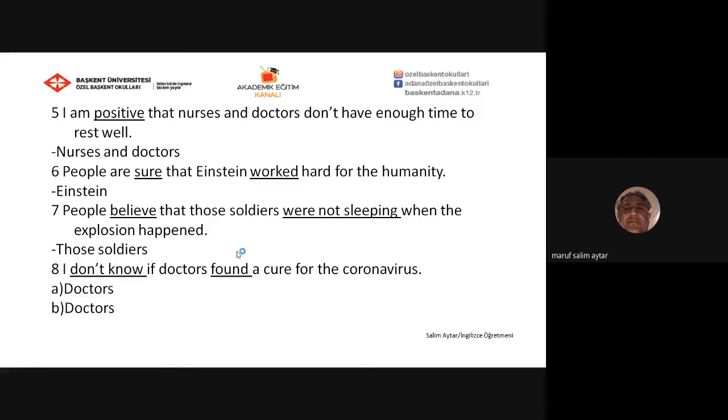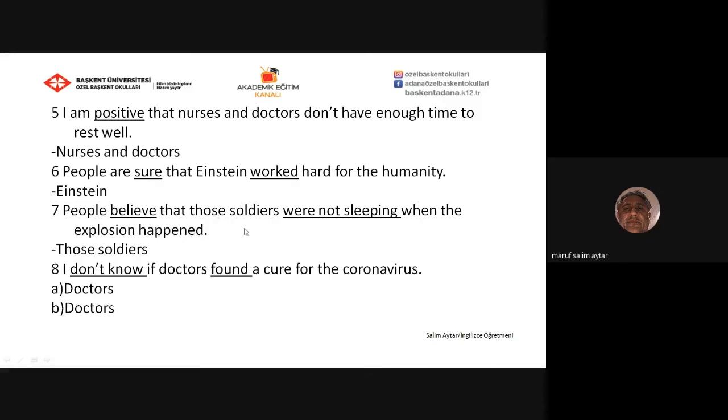Number 5 says, I'm positive. When you say I'm positive, you need to make a strong deduction that nurses and doctors don't have enough time to rest well. They don't have, present simple negative. Mind you, it is negative. In the 6th one, people are sure that Einstein worked hard for the humanity. So it must be a very strong deduction about past.